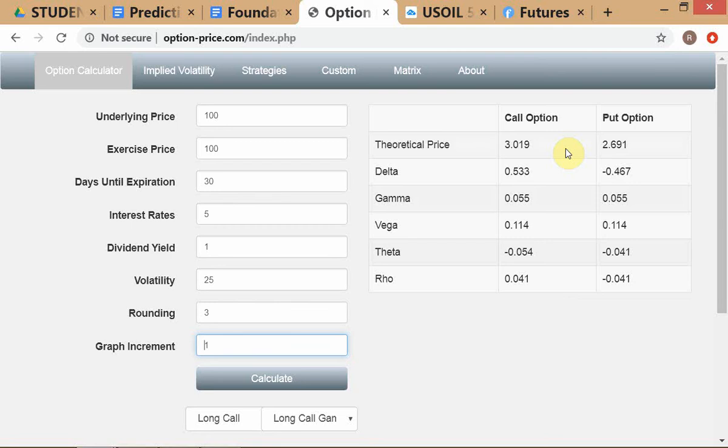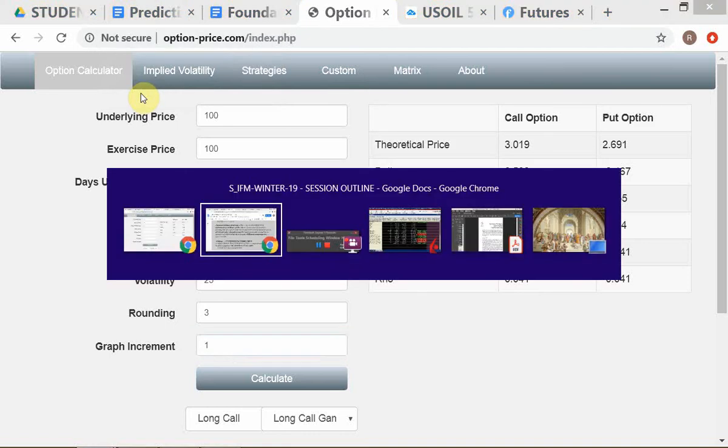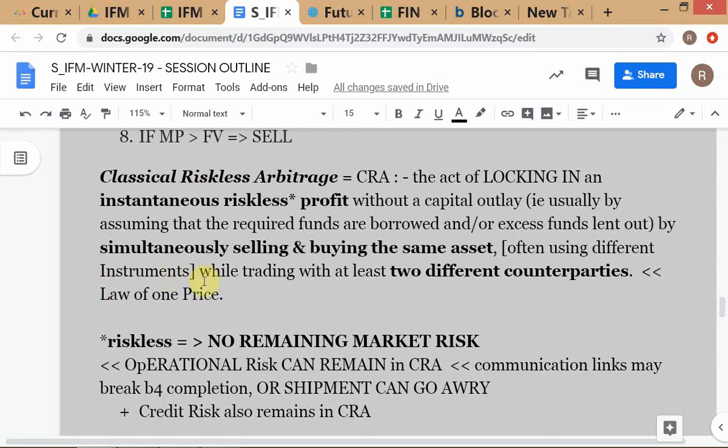There are many such examples in that Natenberg book. You can read the relevant segments which I've referred to. In this case, we would sell the call, go long the underlying, and buy the put, and then we would lock in that riskless amount of profit. That's why I'm saying using different instruments. Here I've used three instruments actually: call, put, and underlying. So we need to modify the definition a little bit, by adding often using different instruments.